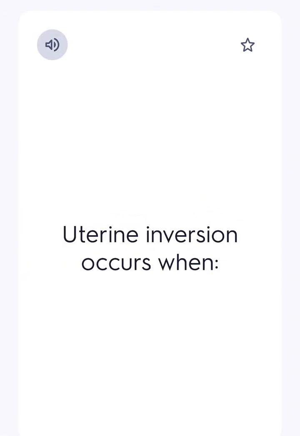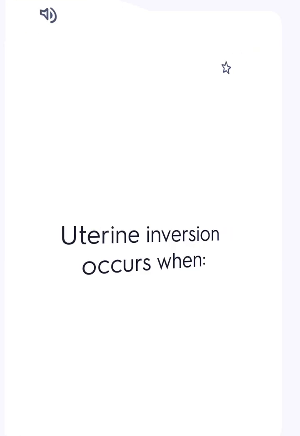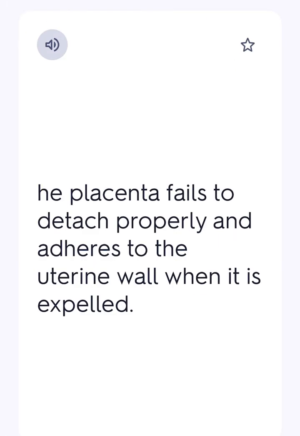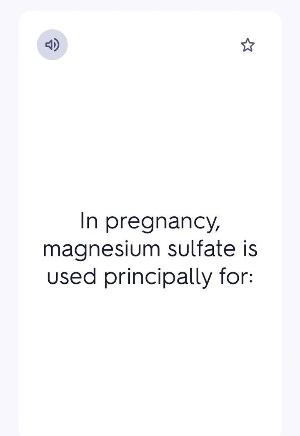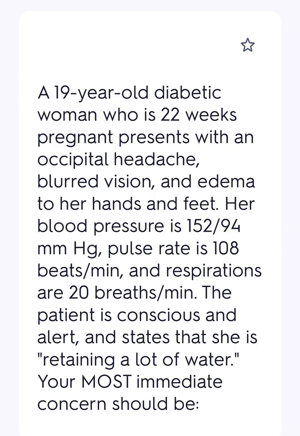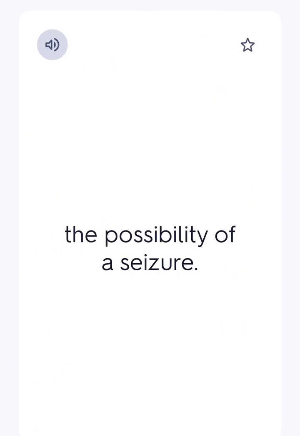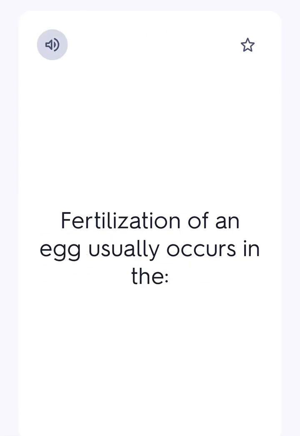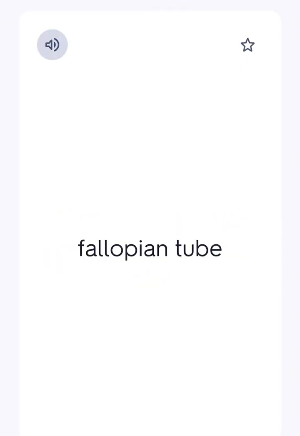Uterine inversion occurs when the placenta fails to detach properly and adheres to the uterine wall when it is expelled. In pregnancy, magnesium sulfate is used principally for eclamptic seizures, the possibility of a seizure. Fertilization of an egg usually occurs in the fallopian tube.